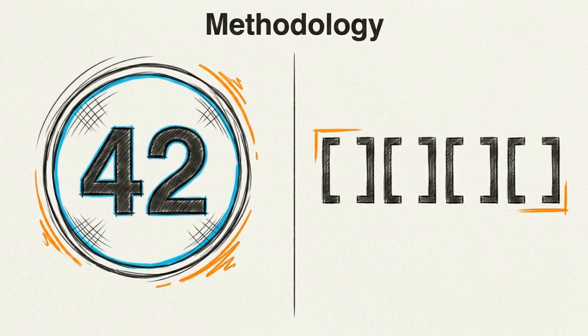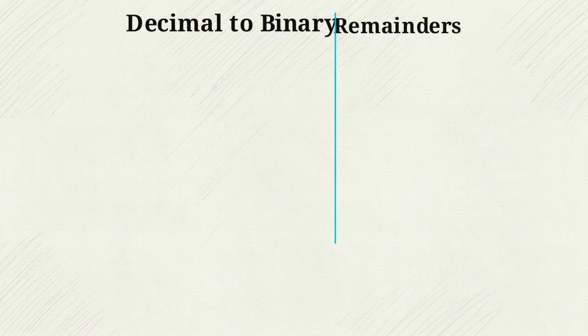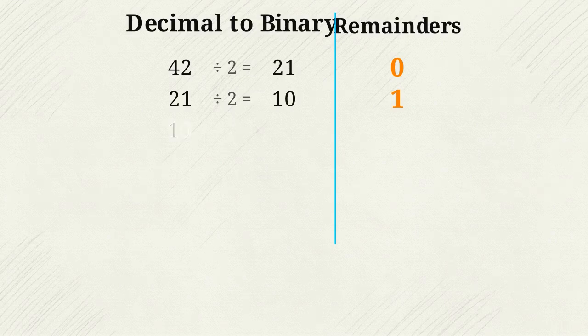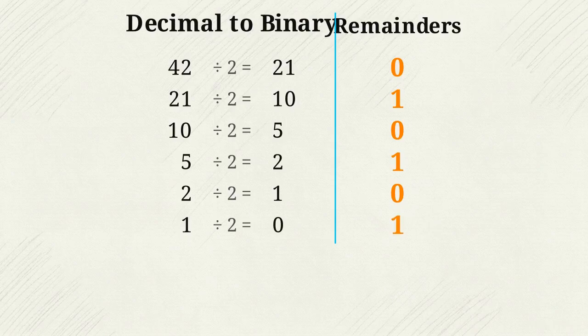Converting a decimal number into binary requires a process called repeated division. You divide your target number by 2 and isolate the remainder at each step. For the number 42, we divide by 2 to get 21 with a remainder of 0. We divide that result by 2 again to get 10 with a remainder of 1. By repeating this until we hit 0, we extract a sequence of 1s and 0s.